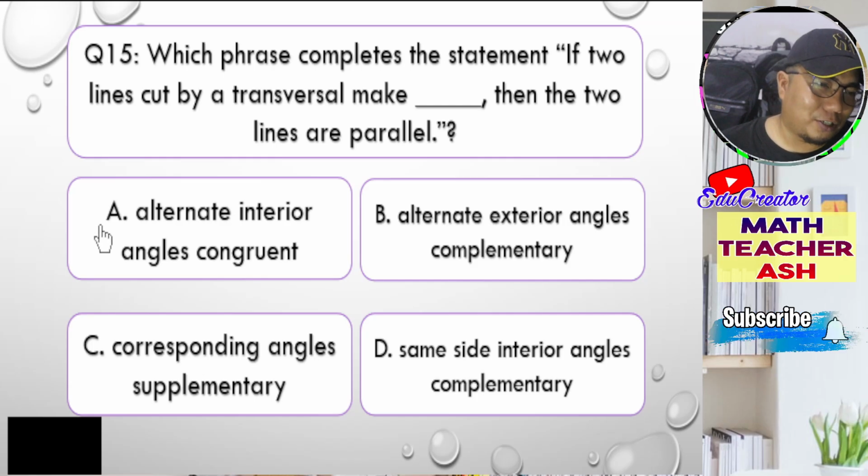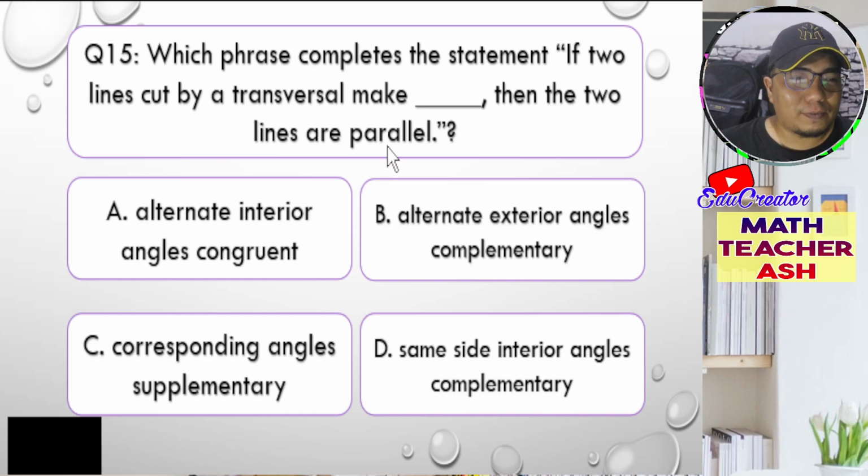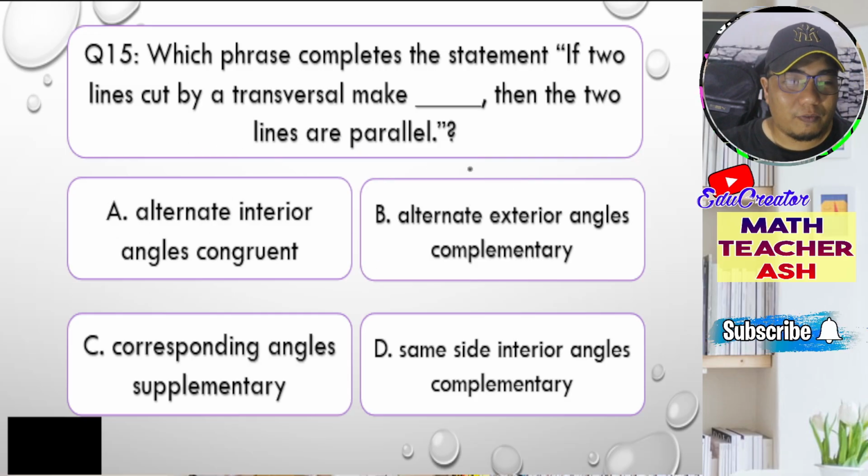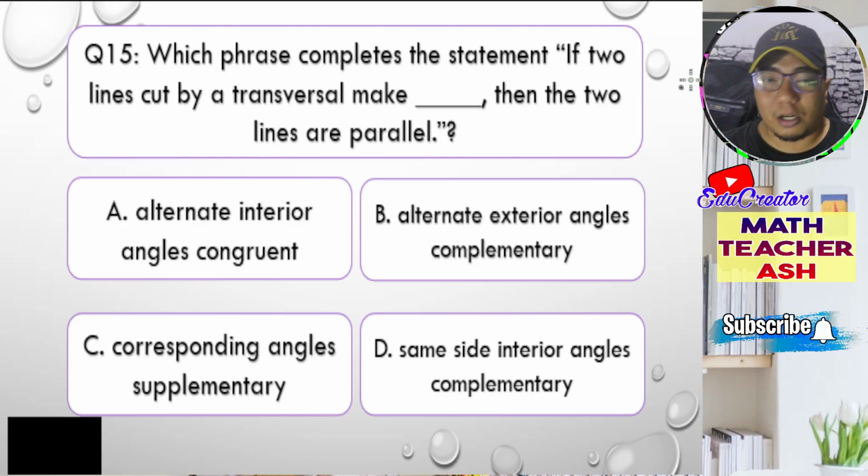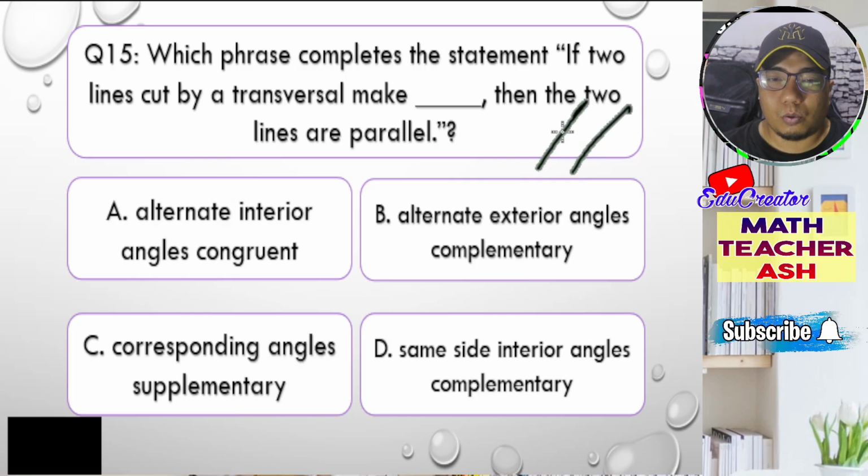Okay, my dear math learners, in order for this statement to be true, first things first, we need to make two lines cut by a transversal, and those two lines should become parallel. If we are already familiar with what we have been discussing earlier, we have here a figure like this, right? Two lines cut by a transversal. In order for these two lines to become parallel, it means that there should be congruency. So let's check. Alternate interior angles are congruent. So this one and this one should be equal. This one and this one should also be equal.